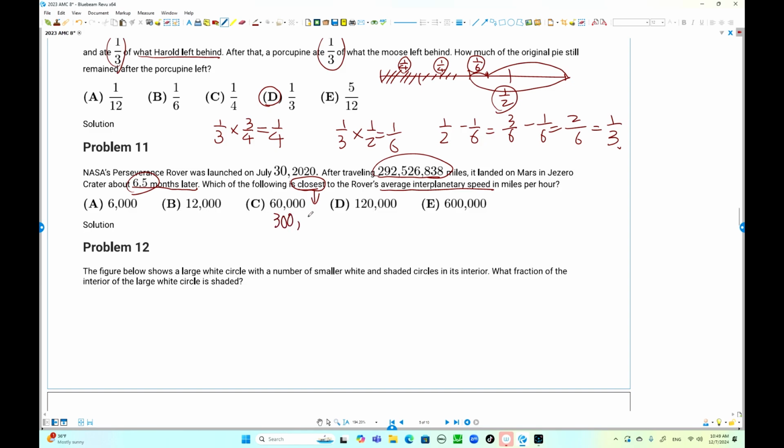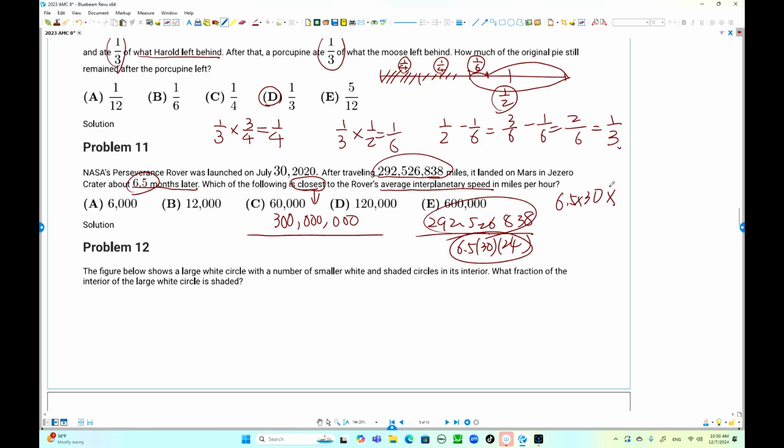That is better. Okay, 292,562,338 divided by 6.5 months is what? 30 days and 24 hours. Do you want to divide these numbers exactly? No, right? Just approximate. That is 300 million divided by 6.5. I'm going to write down over here, 6.5 months times 24. Each month is what? Oh, no. Each month is 30 days, right? You can use 30 or 31, it doesn't matter, okay? And 1 day is 24 hours.